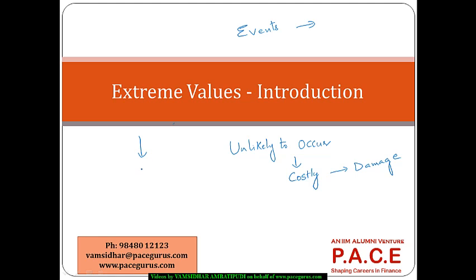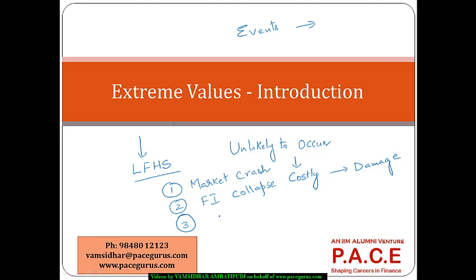So logically speaking, they can be classified as low frequency, high severity kind of events. So probably we can talk about a big market crash, stock prices falling drastically, or big financial institutions like Lehman Brothers collapsing, which does not happen every day. It's a very rare event. Or any kind of financial crisis, like that of 2008, which is not very common. Or other big natural catastrophes like tsunamis, big hurricanes, cyclones, etc.